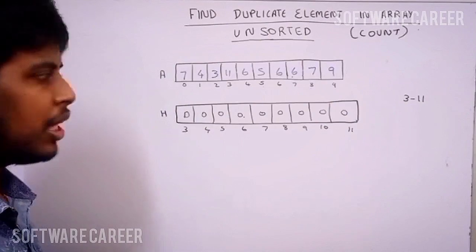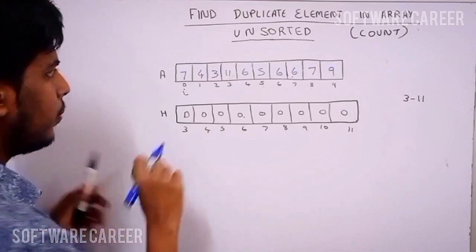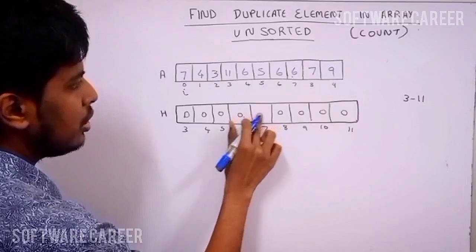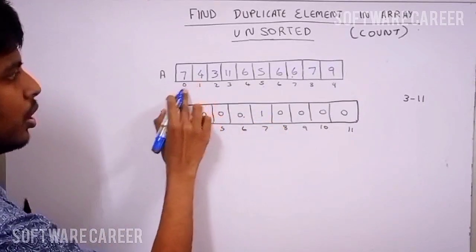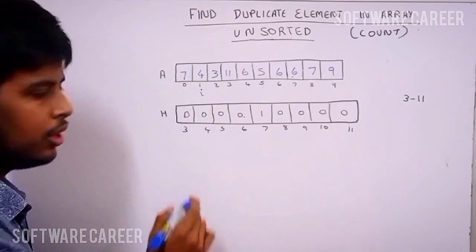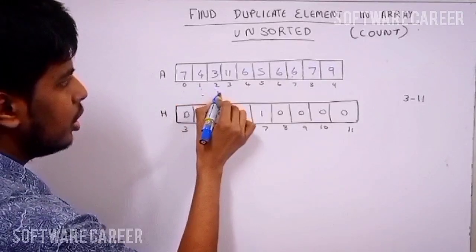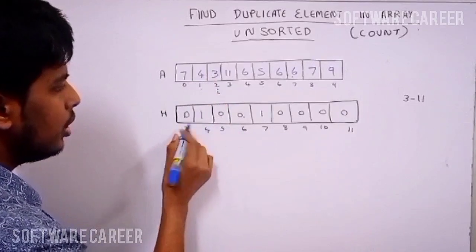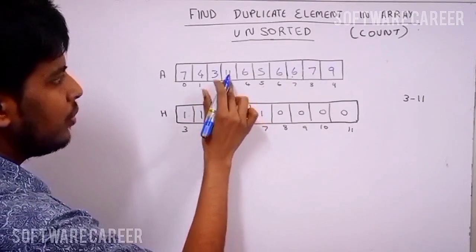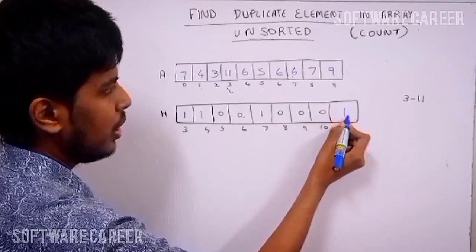Now you should take a variable I for traveling from 0 to 9 in this A, and then one by one you increase. Now 7 is here, so at the 7th index of the hash table I should increase the value by one. Now it becomes 1. Now I moves to the next position. Now 4 is there, so you search the 4th index of the hash table and increase that value by one. Now I is here, and 3 is here, so at the third index you increase the value by one. Now 11 is present in this array, so at the 11th index of the hash table you increase the value by one.